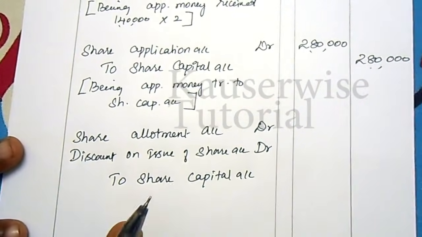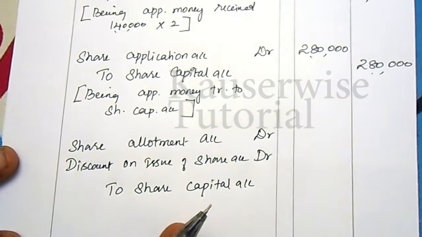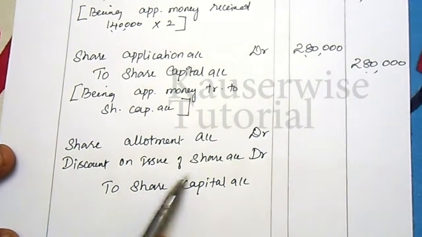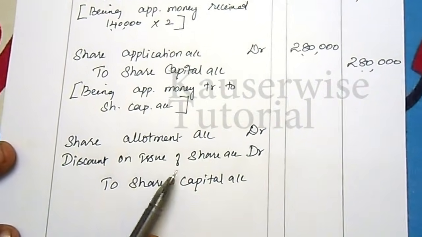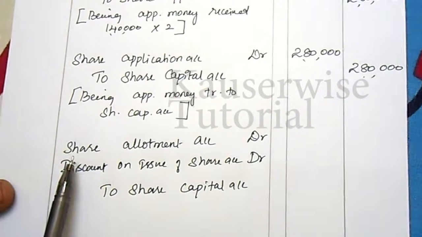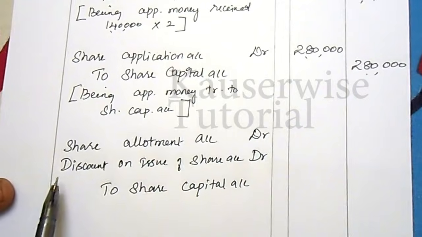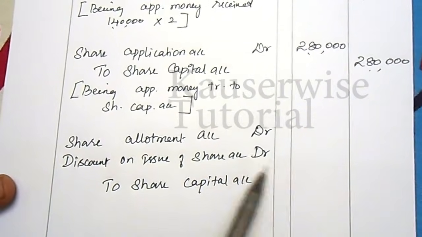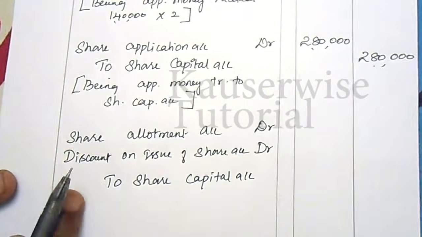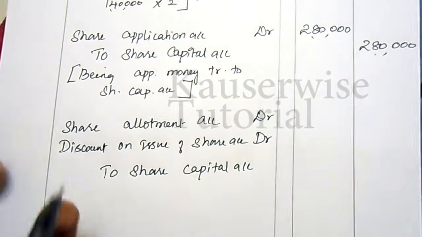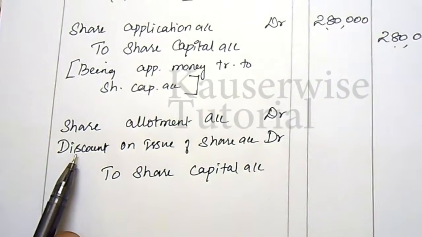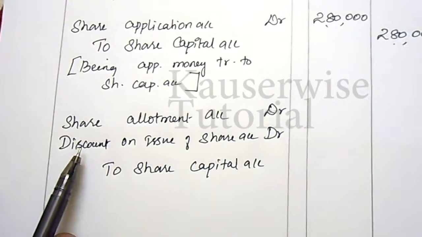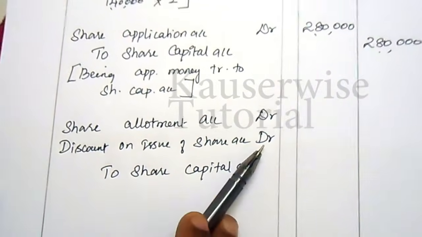But here the share is issued at discount. So you have to show the discount also. When you make entry for allotment, here you have to mention discount also. So entry for the transaction is share allotment account, discount on issue of shares account debit to share capital. This is a due entry. Allotment money is yet to be received. When the company issues shares at discount, the discount is a loss for the company. So loss is always shown on the debit side.